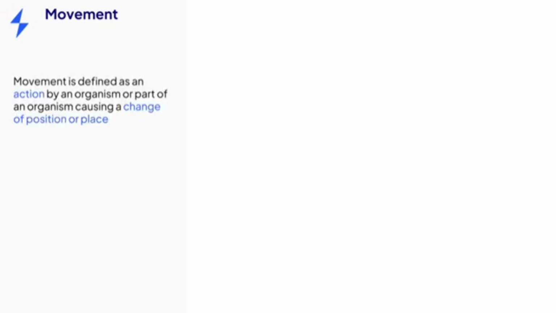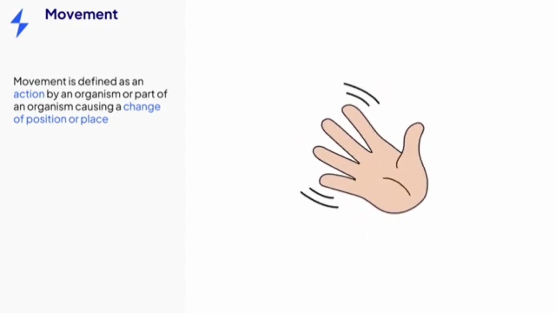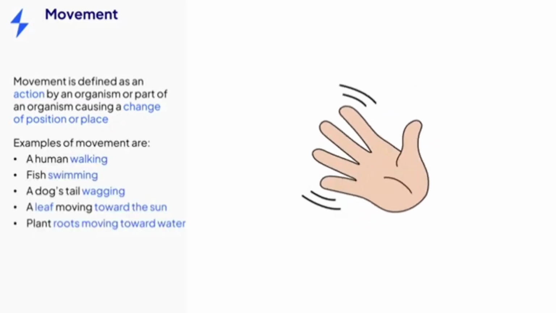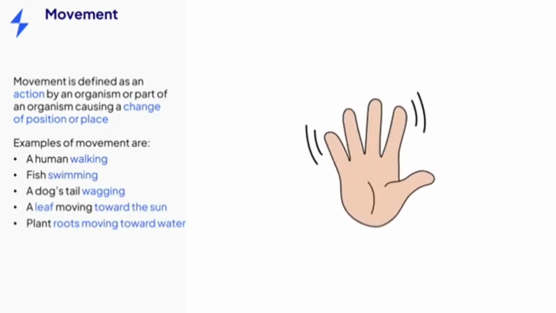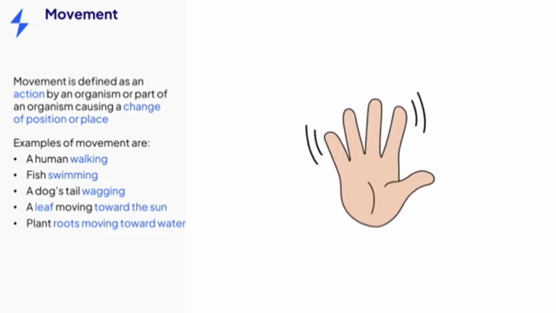The first one we'll look at is movement. The definition for movement is an action by an organism or part of an organism that causes a change of position or place. Remember that all living organisms move, including plants, bacteria, and fungi. Some examples of movement include animals walking or running, or body parts moving like a tail wagging, or as you can see here, a hand waving.